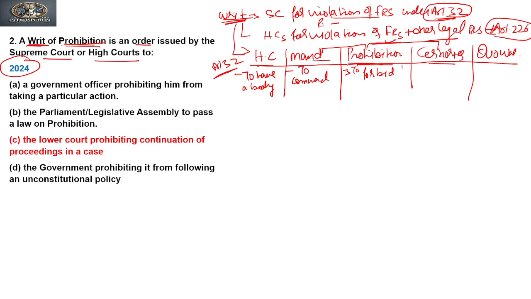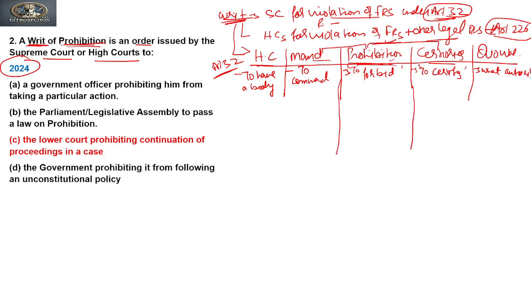The literal meaning of certiorari is to certify, and the literal meaning of quo warranto is by what authority. Clear? So here we are going to focus more on prohibition, because the question is based on prohibition.